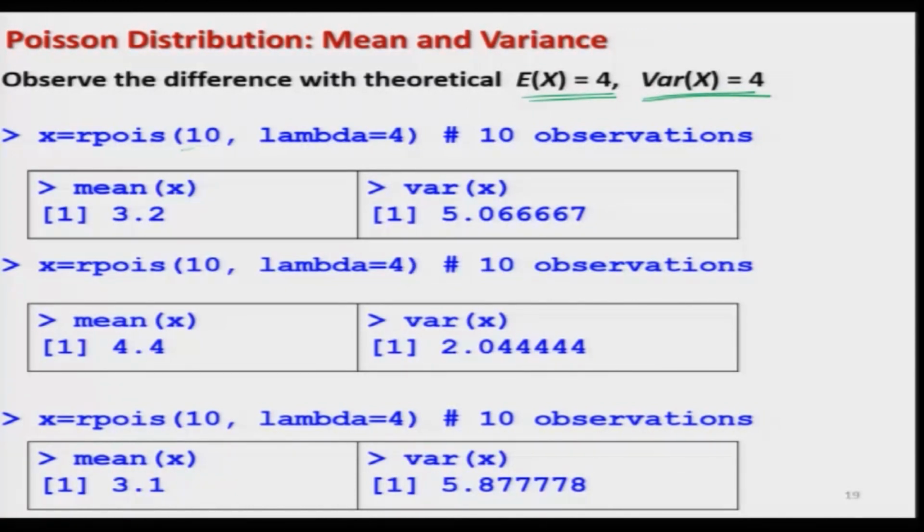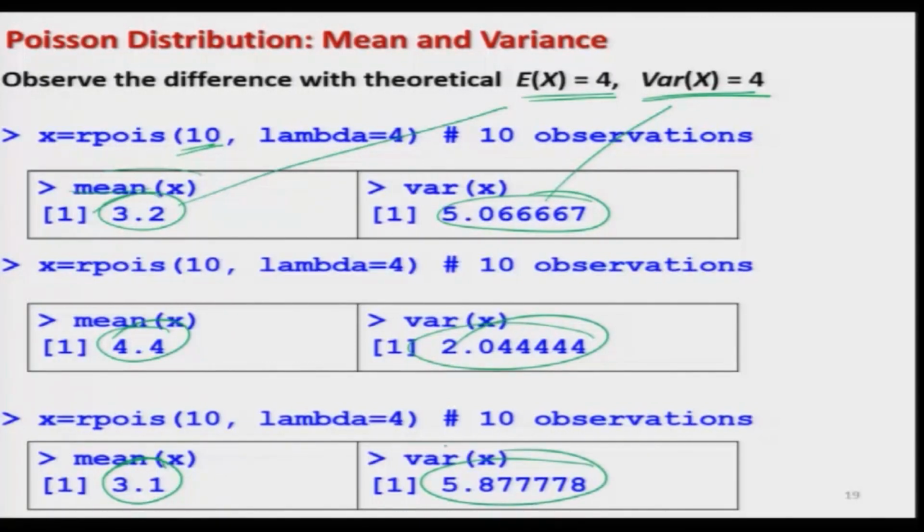Now if you get 10 values and find their mean, this comes out to be 3.2 and the variance comes out to be 5.06. So you can see these values are quite far from the true mean and true variance, and if you repeat it, every time you will get a different value of mean and variance, right? That is obvious because there is a difference in different samples.